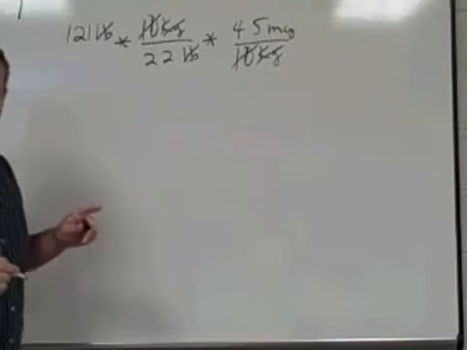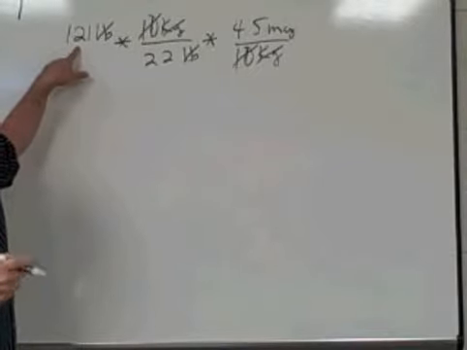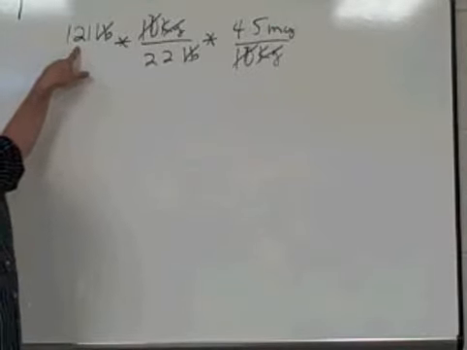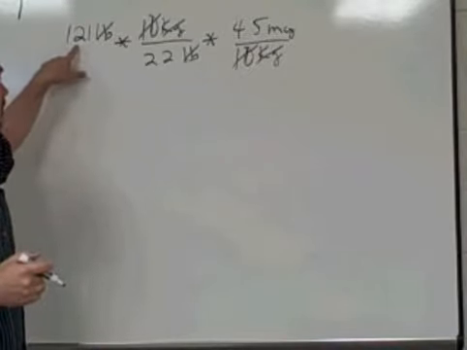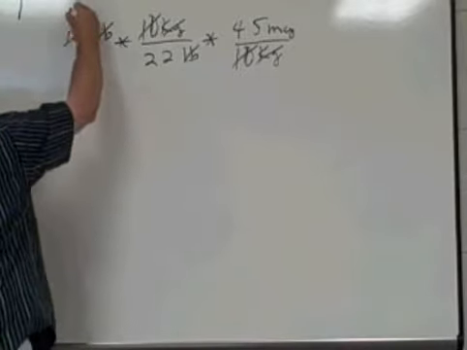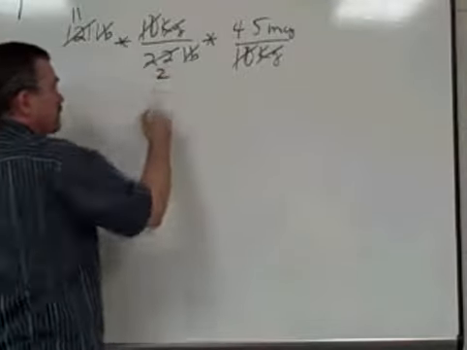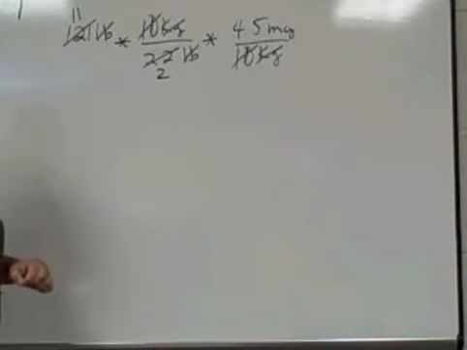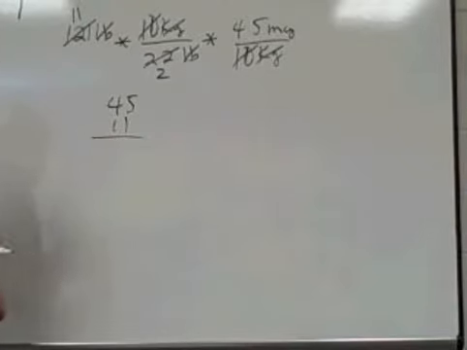Well, actually there is. I happen to know that 121 is 11 times 11. Now, you may not have known that, but I'm going to point that out to you. 121 is 11 times 11. So 11 would go into 121 11 times, and 11 would go into 22 2 times. So that's going to make my arithmetic a little bit easier. Because now I need to take 11 times 45, and then I need to divide that by 2.